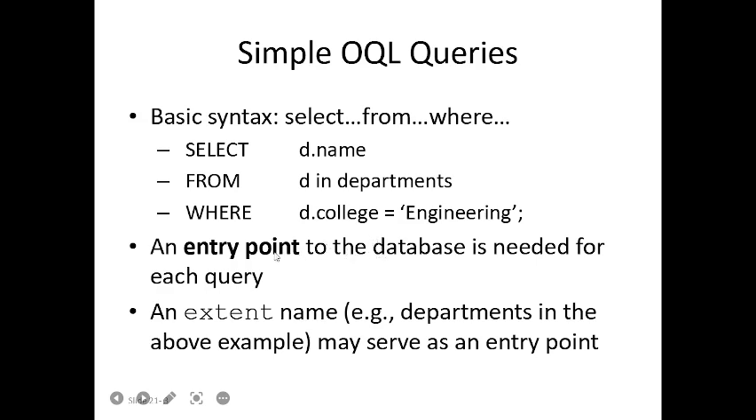In general, an entry point to the database is needed for each query, which can be any named persistent object. For many queries, the entry point is the name of the extent of a class. That is, the extent name is considered to be the name of a persistent object whose type is a collection, in most cases a set of objects from the class. So we need to give an entry point, and that will always be a named persistent object, which means an extent, because the extent name itself is the name of a persistent object.